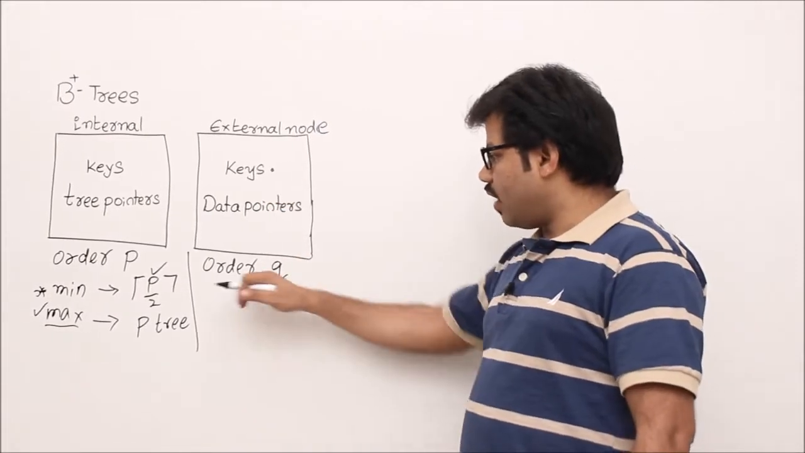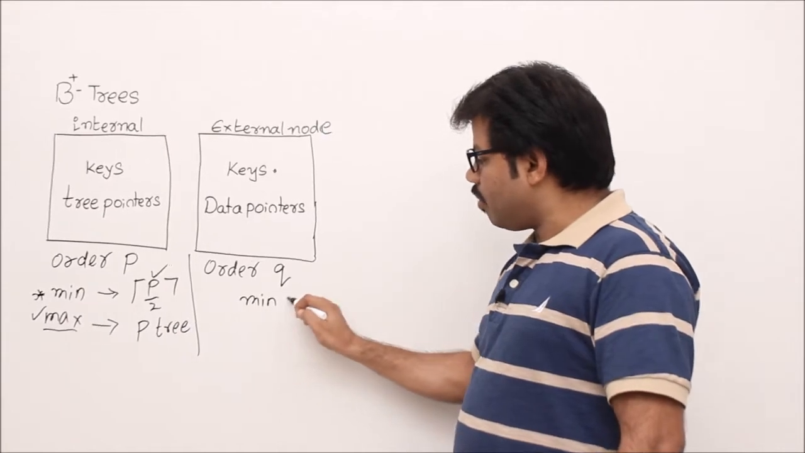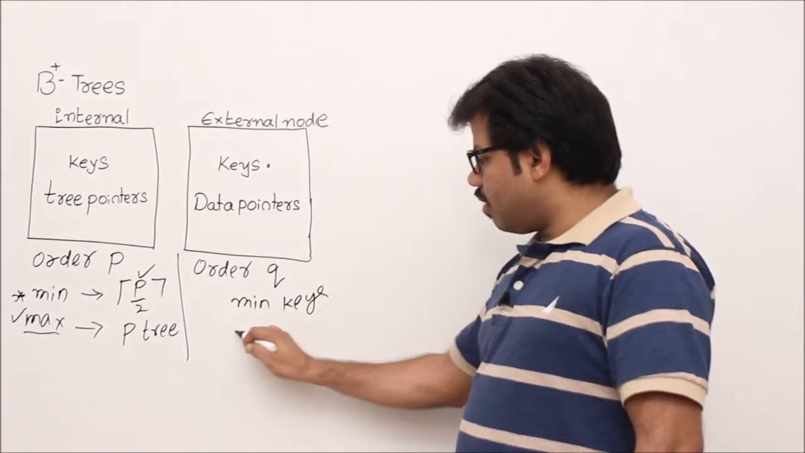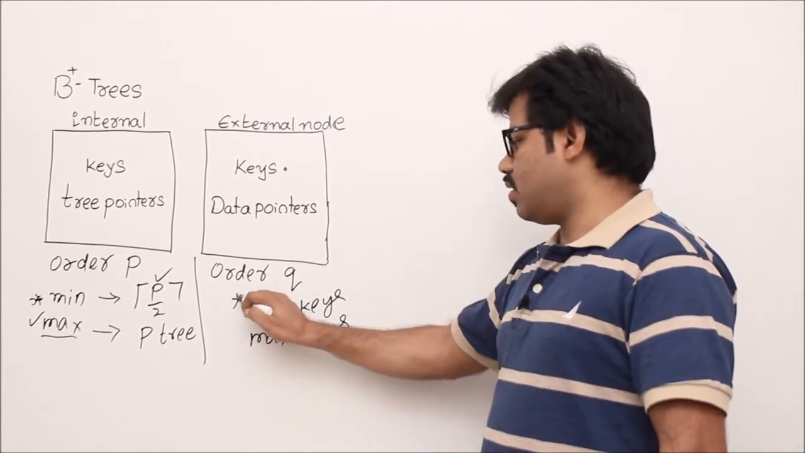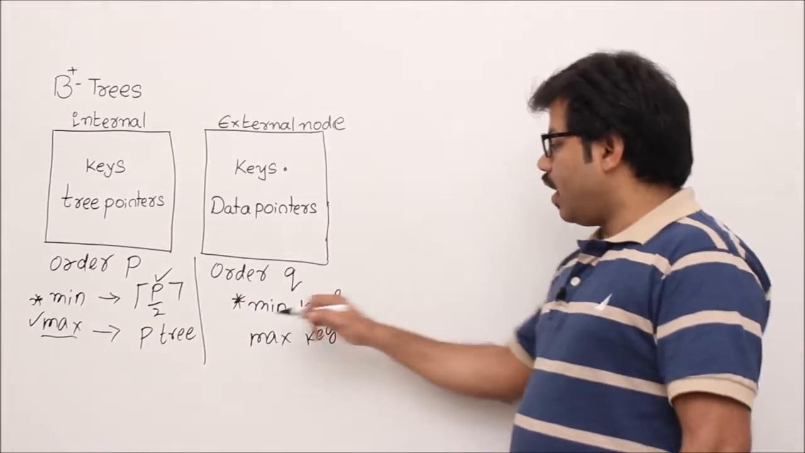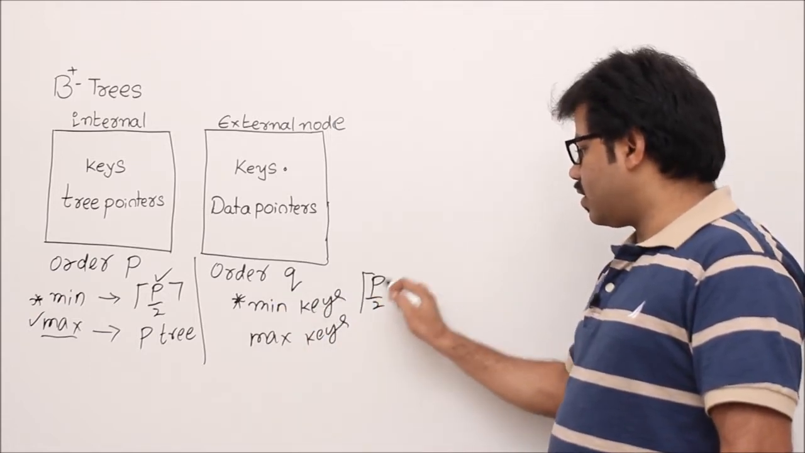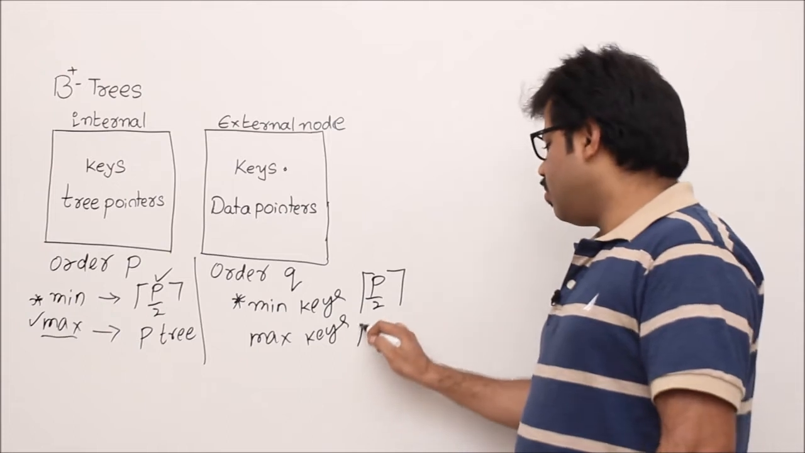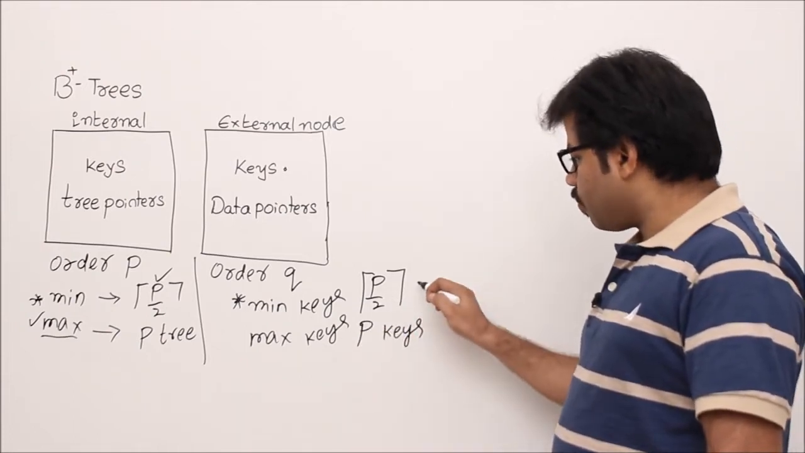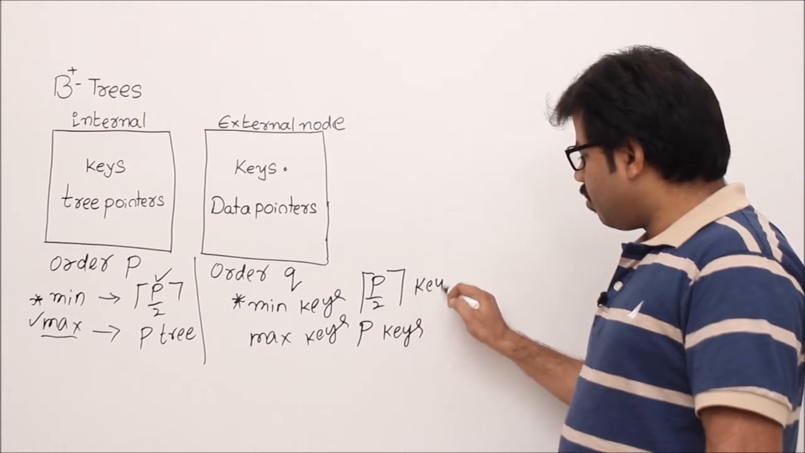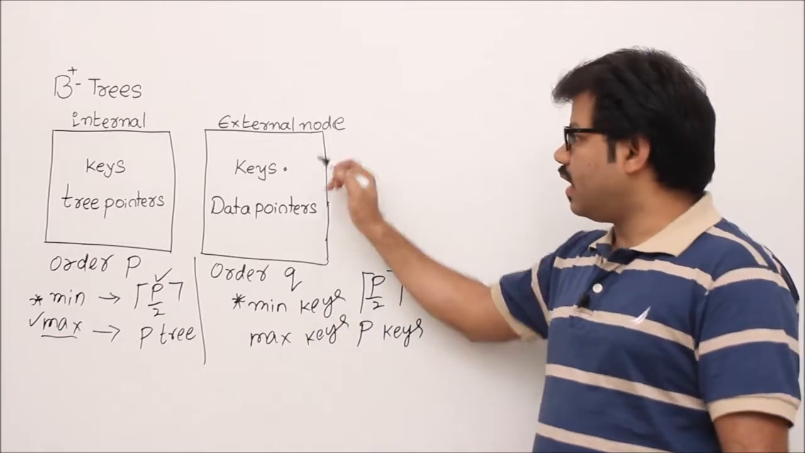So I say that whenever it is order p leaf node in a B plus tree, we should see a minimum number of keys and a maximum number of keys. Again, root has an exception. Other than root, every leaf should have p by 2 keys minimum and p keys maximum. That is the condition for order p, especially in leaves.